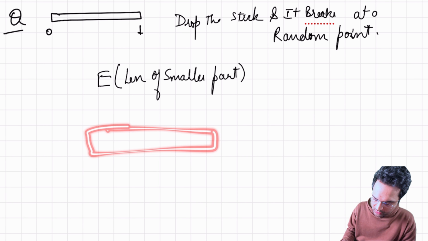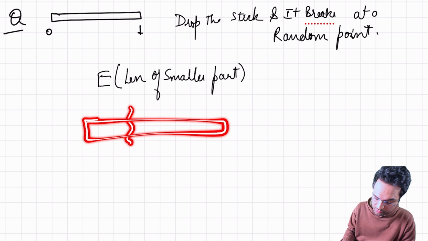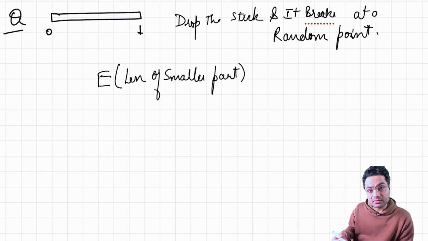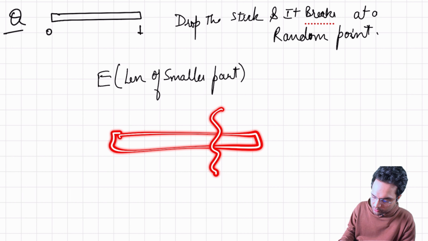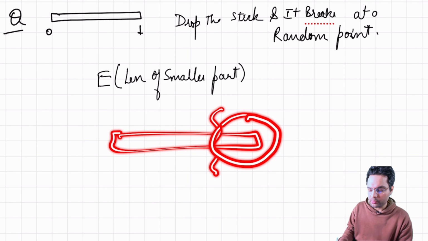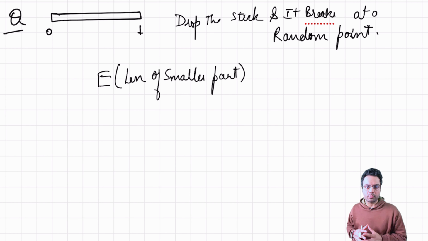So you have the stick and let's say it breaks here, right? So this is the smaller part and this is the larger part. But this point of breaking is random, so it could also break, let's say here. Now this becomes a smaller part, right? So we want to figure out what's the expected length of the smaller part.